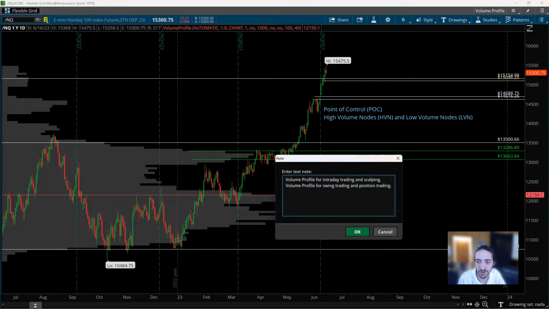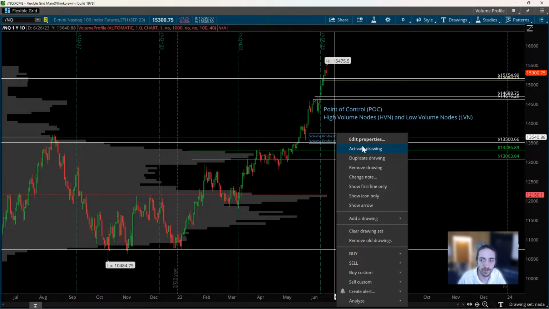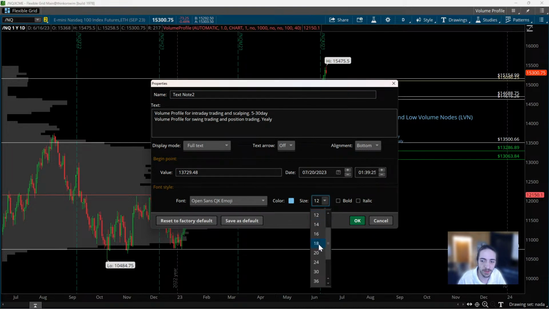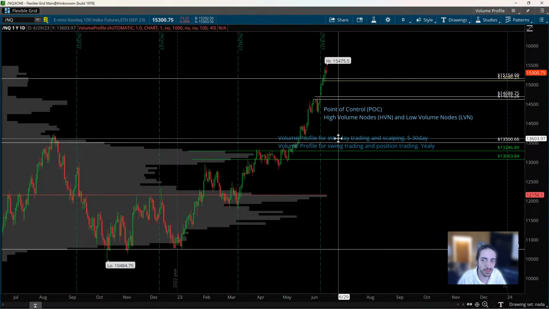All right, volume profile for intraday and scalping, we'll look at the 5 to 30 day. And for swing trading, we'll look at just the yearly, guys. So look at the yearly. Make this bigger. And I could start doing this more on the webinars, guys, giving you notes and stuff.